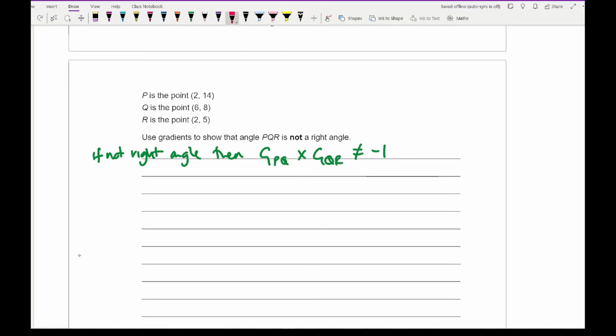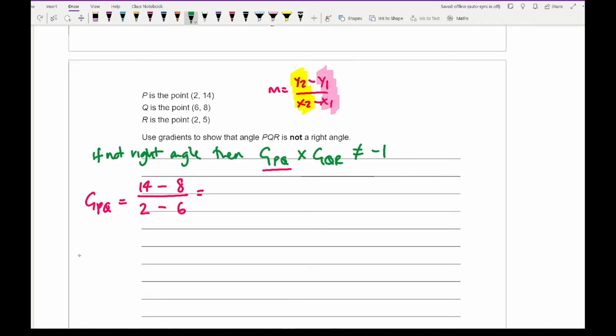So what I'm going to do is work out each of these individual gradients. So here the gradient of PQ is going to be equal to, if I use P as my y2, x2, so that's going to be 14 and 2. Q is going to be 8 and 6. And you just want to make sure that you are using those coordinates in the right order. And the formula I'm using is m equals y2 minus y1 over x2 minus x1. Now, it doesn't really matter which one you pick as your second coordinate, which one you pick as your first coordinate, as long as that's one coordinate and that is another, you should be fine, obviously in the reverse order.